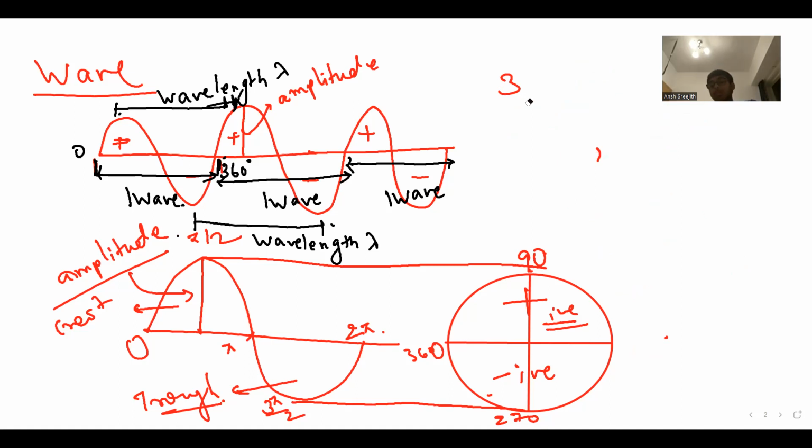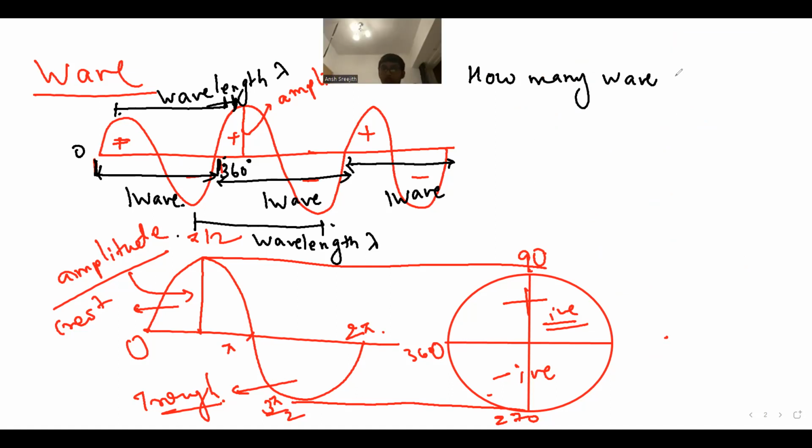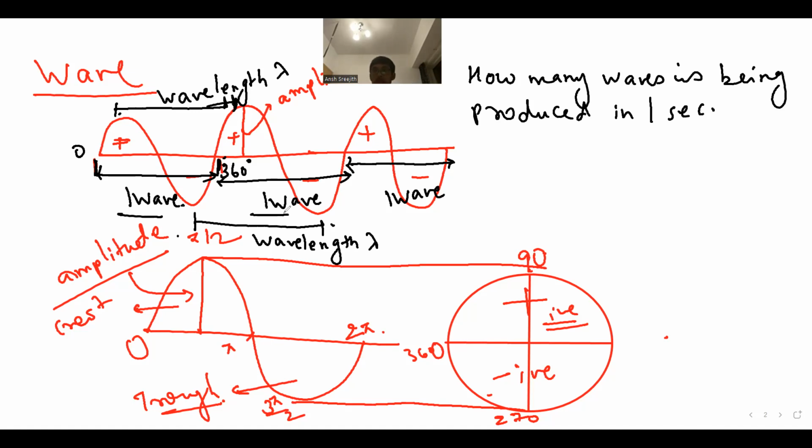Basically, how many waves are produced in 1 second? Suppose here it has produced one and two waves. So this is your 1 hertz. This is your second hertz. So in 1 second, two waves are being produced. So two hertz.